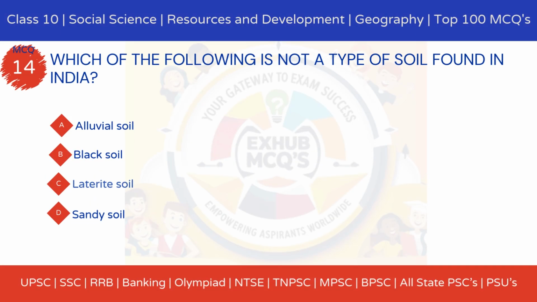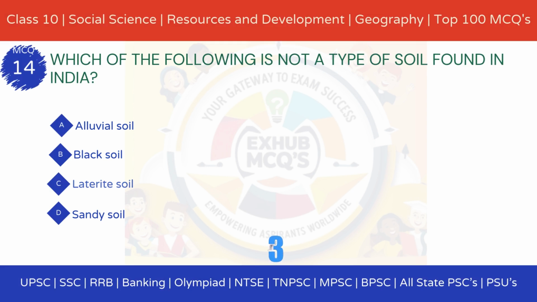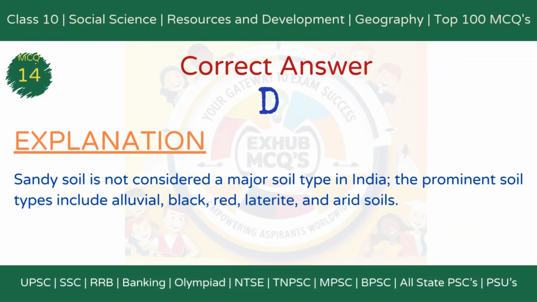MCQ 14. Which of the following is not a type of soil found in India? Option A, alluvial soil. Option B, black soil. Option C, laterite soil. Option D, sandy soil. The correct answer is option D, sandy soil. Explanation. Sandy soil is not considered a major soil type in India. The prominent soil types include alluvial, black, red, laterite, and arid soils.